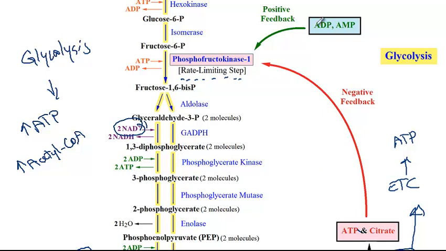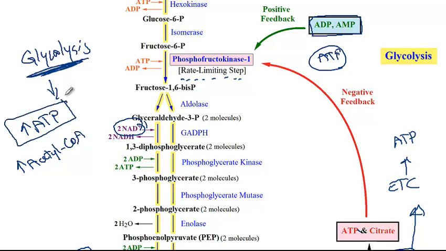On the other hand, if we have too much ADP and AMP, it means we don't have enough energy there. We need ATP for the cell, the energy source. And so if there is a high concentration of ADP and AMP, there would be positive feedback on the glycolysis reaction via activation of the phosphofructokinase in order to produce more ATP.